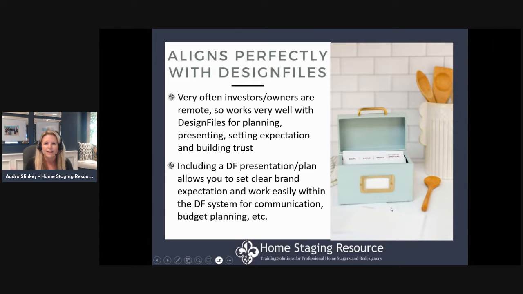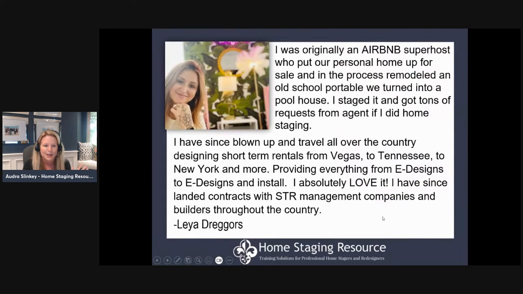So including that Design Files presentation plan allows you to clearly set that expectation. It works easily within the Design Files system for communication and budget planning. So it's just like this perfect marriage, this service and Design Files. And I love this story.